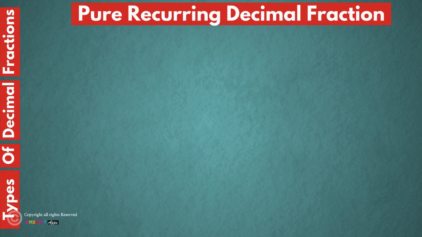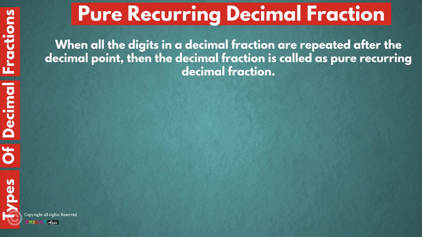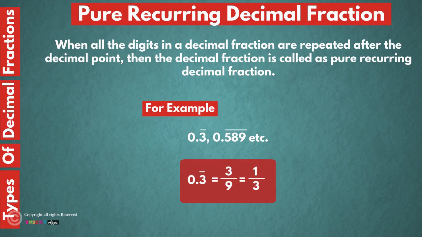Pure recurring decimal fraction. When all the digits in a decimal fraction are repeated after the decimal point, then the decimal fraction is called a pure recurring decimal fraction. For example, 0.3 bar or 0.589 bar, etc. Here, a line is drawn above 3 and 589 to represent repeated digits.